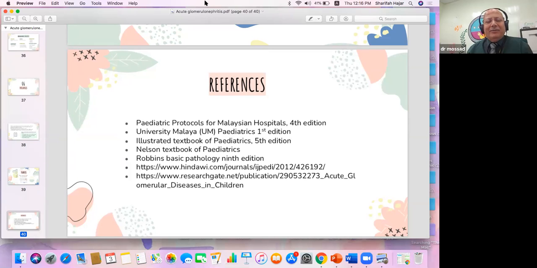This blood is coming from the glomeruli up. Remember, it looks the same as if anyone has GIT bleeding. From up, it will come down as melena. If it is down, it will come as fresh blood. Here, it is the same.